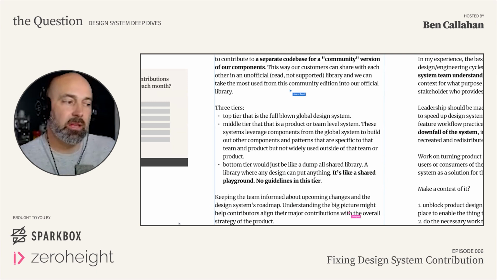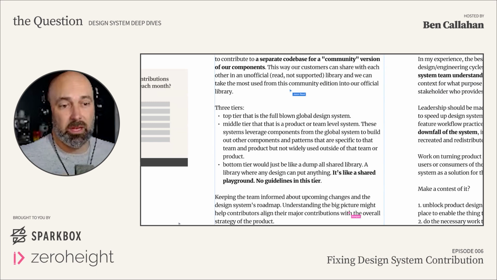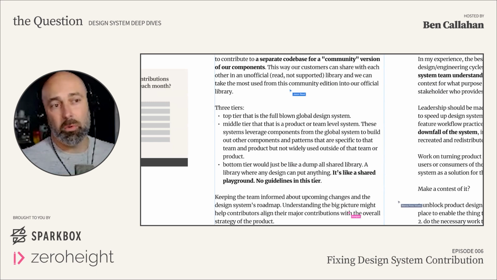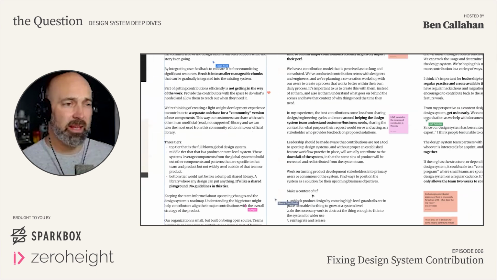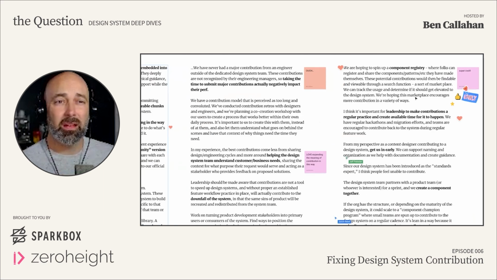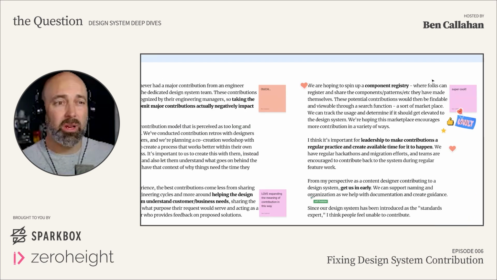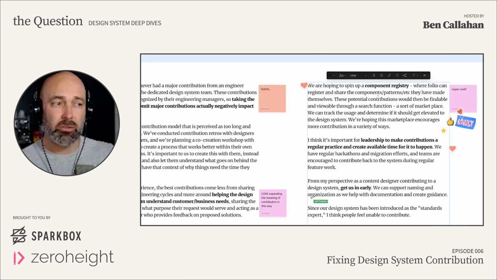I love this because I could see that being a real source of innovation in the system, right? Things start in this playground area. When we see something that really is cool, we could iterate on that, evolve it into something that might work for a specific product, and then evolve that into something that works for the system as a whole. So I love that concept. Does anybody have something like that set up? It's not extremely different from this component registry idea, right?